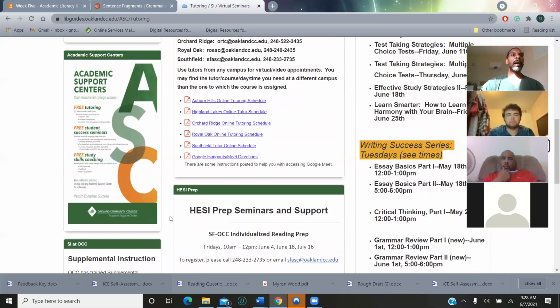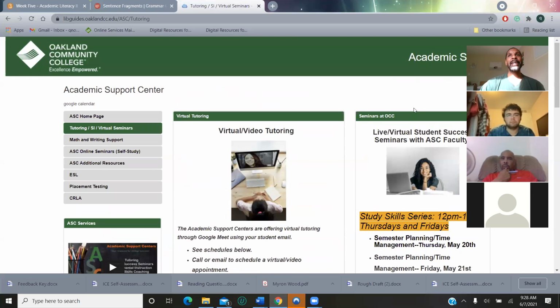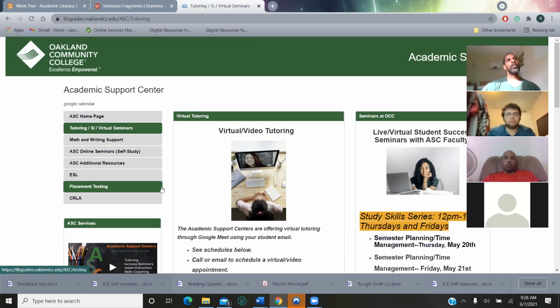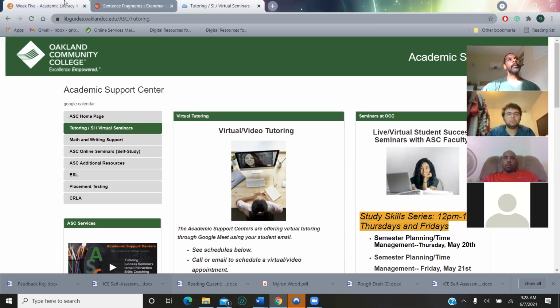I'll also put a link to NetTutor. With NetTutor, if you just want to upload a paper and have a tutor look at it virtually, that'll work too. Just make sure, if you're using NetTutor, don't wait till the last minute. Also, if you're going to see one of our tutors, make sure you have the writing assignment to show them. Show them what you're working on and what you're supposed to do.